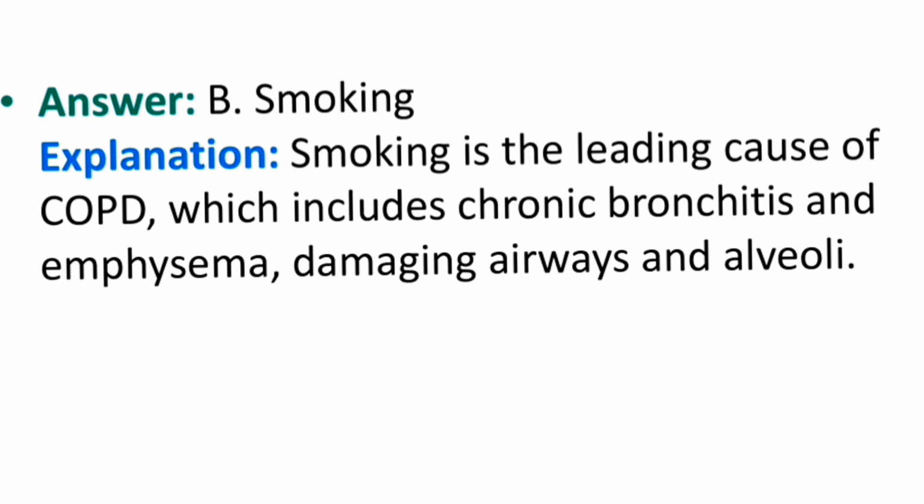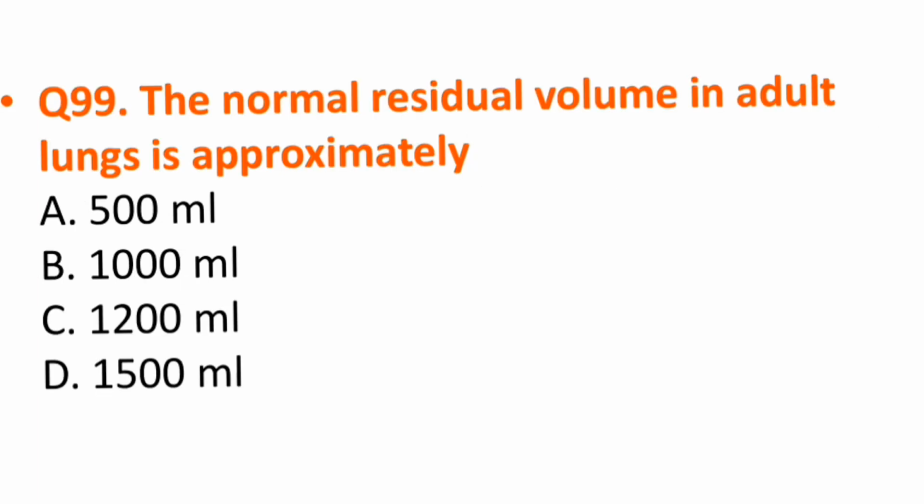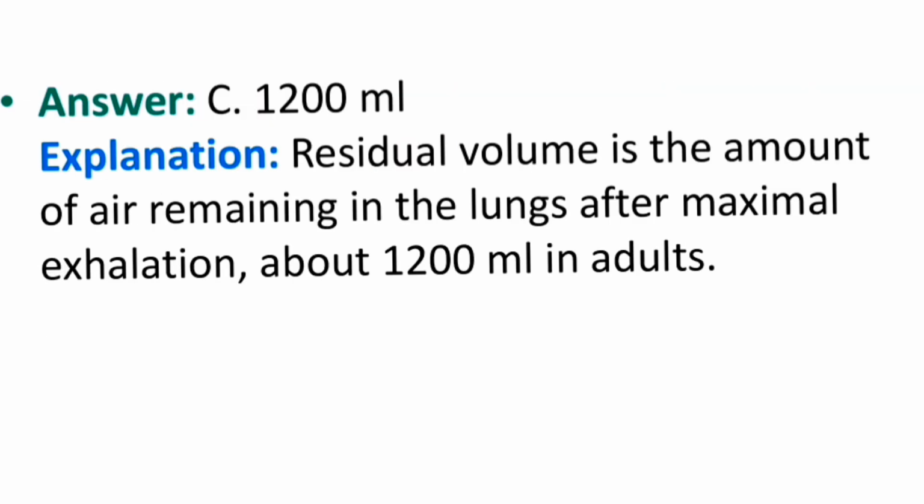The next question. The normal residual volume in adult lung is approximately option A 500 ml, option B 1000 ml, option C 1200 ml, option D 1500 ml. The correct answer is option C, 1200 ml. Residual volume is the amount of air remaining in the lungs after maximum exhalation.